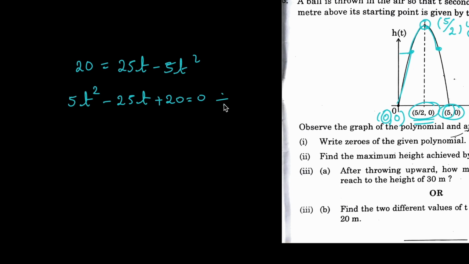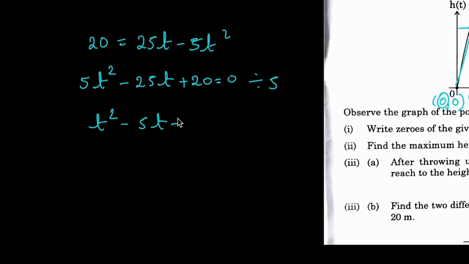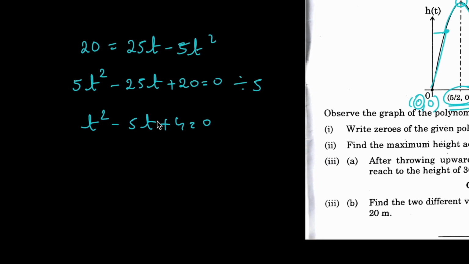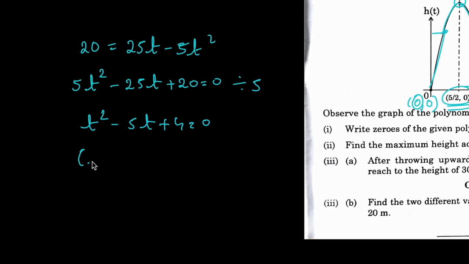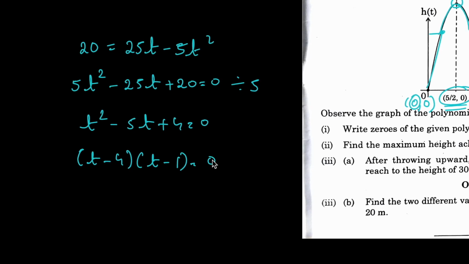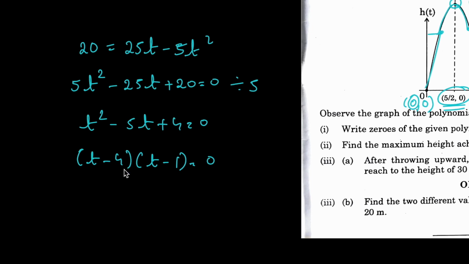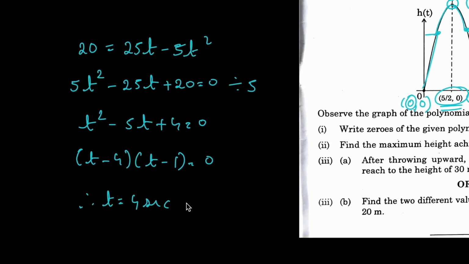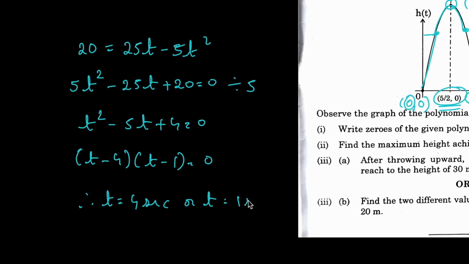Divide the equation by 5. We end up with t square minus 5t plus 4 equal to 0. Factorizing this, we will end up with (t minus 4) into (t minus 1) equal to 0. Therefore, the value of t is equal to 4 seconds or t is equal to 1 second.